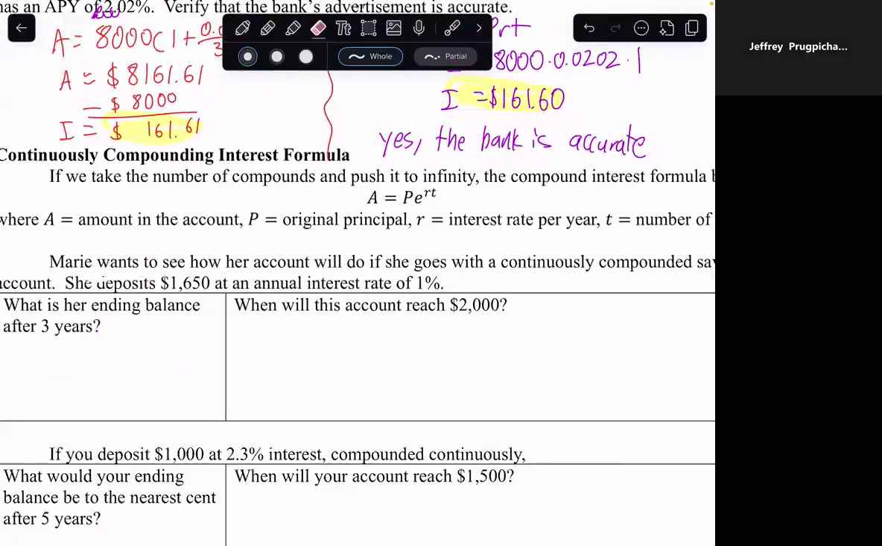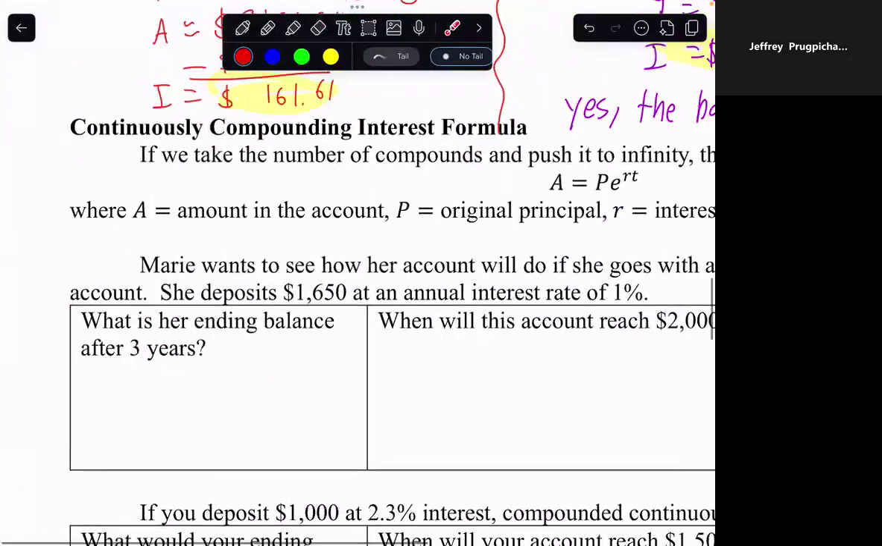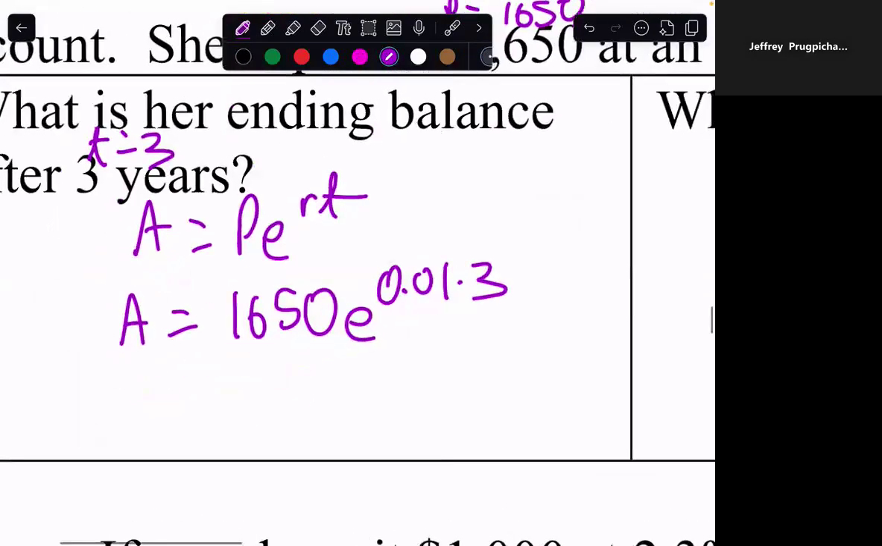Okay, so Marie wants to have a continuously compounded savings account. She deposits $16.50 at interest rate of 1%. Let's go ahead and substitute into the formula. We want to find the balance, so A is the unknown. She's starting with $16.50, so that's the principal. Again, e is not a variable, so you don't replace it. You just keep it as e. Interest rate of 1% is 0.01, and times t, the time in years, it's been 3 years.